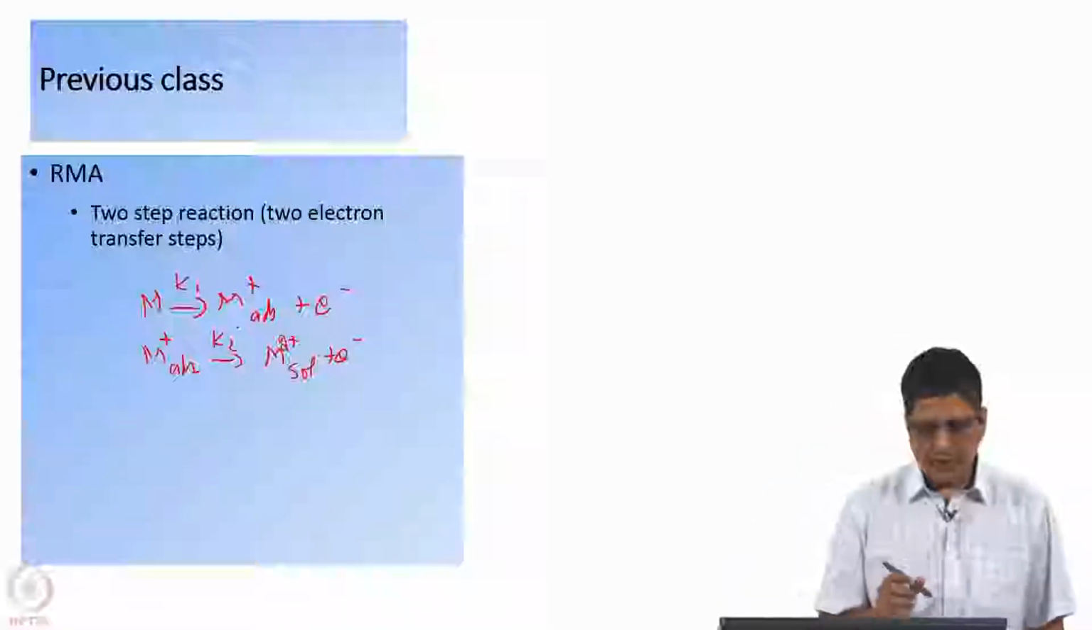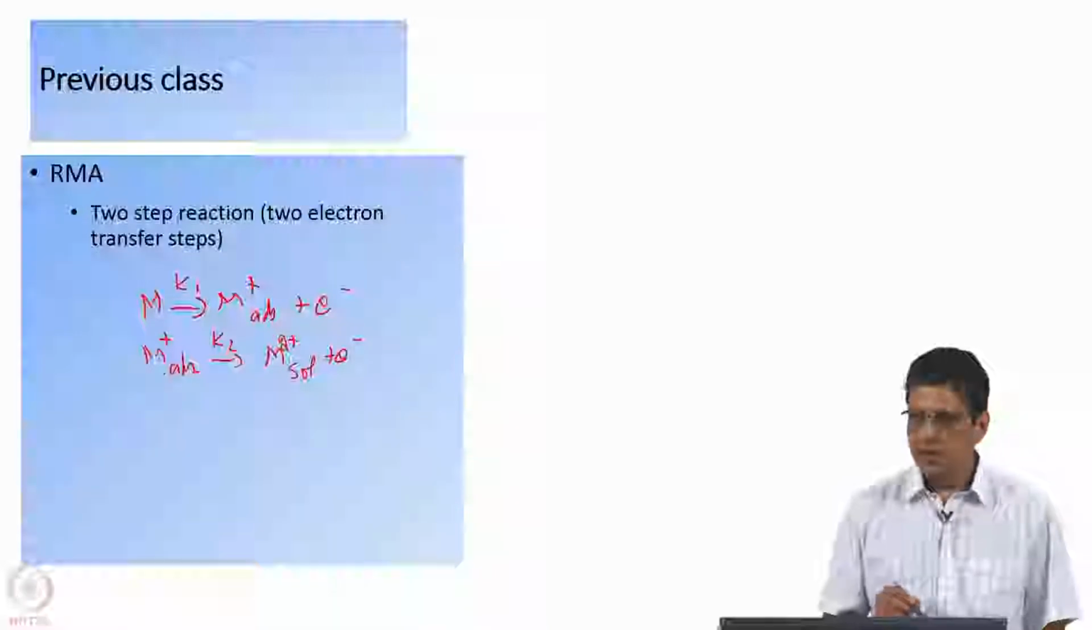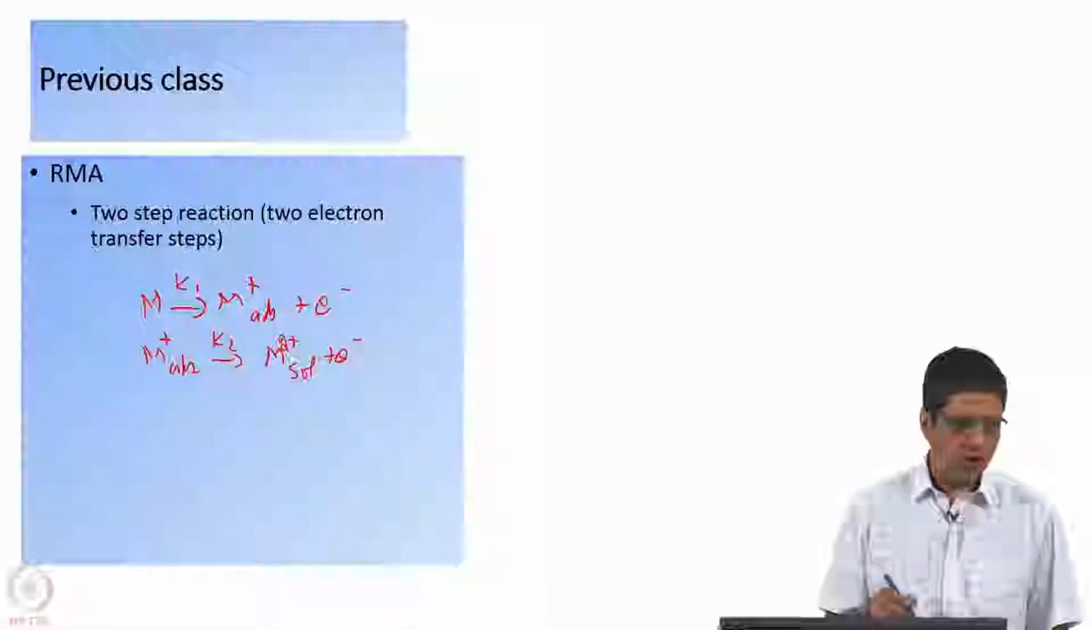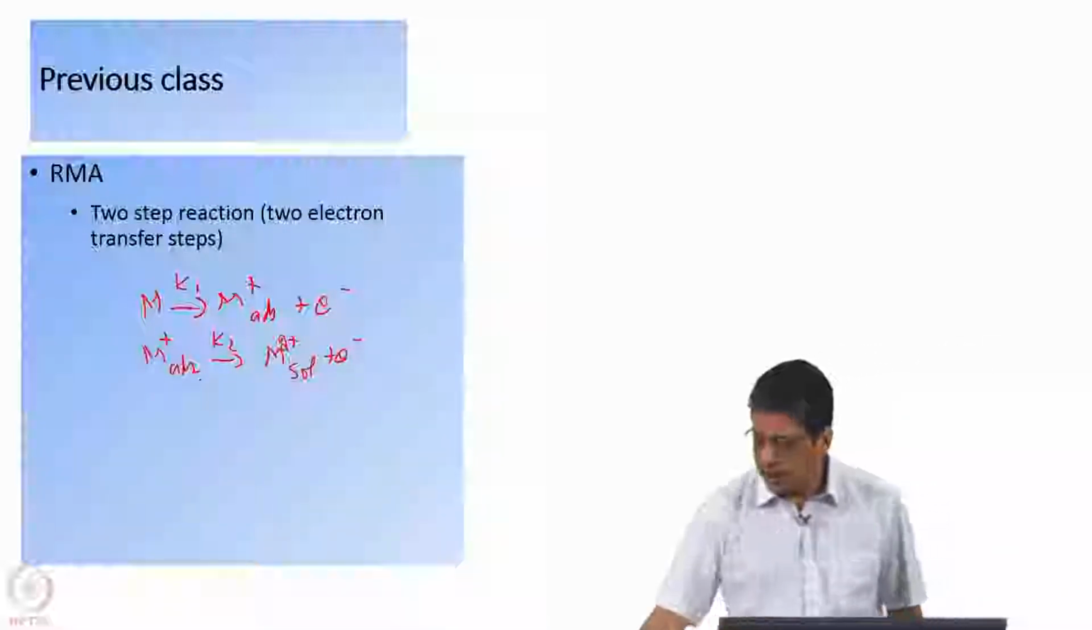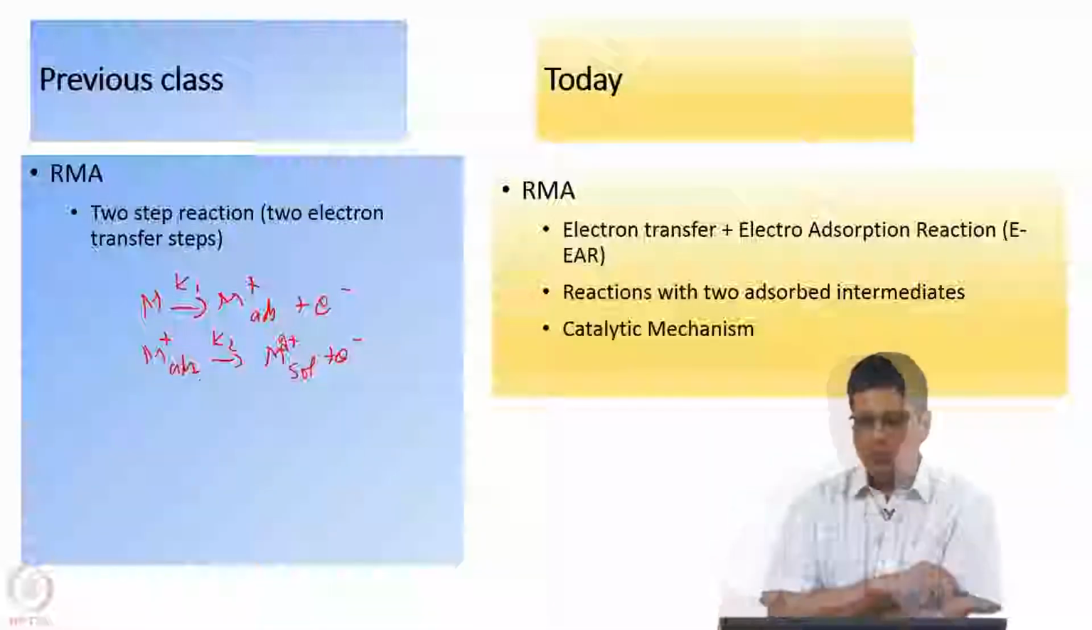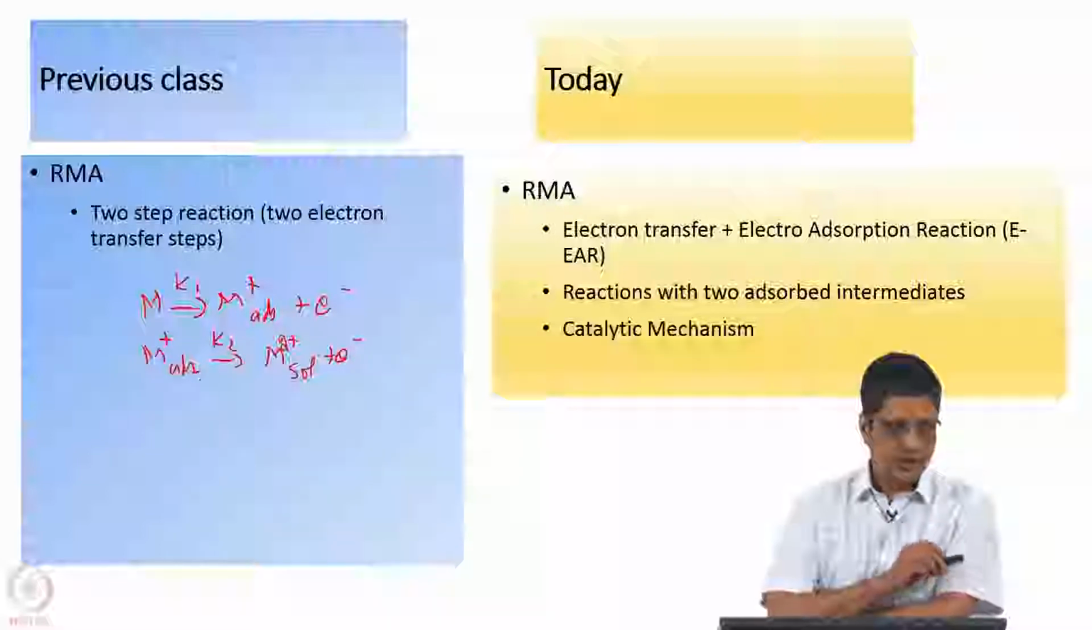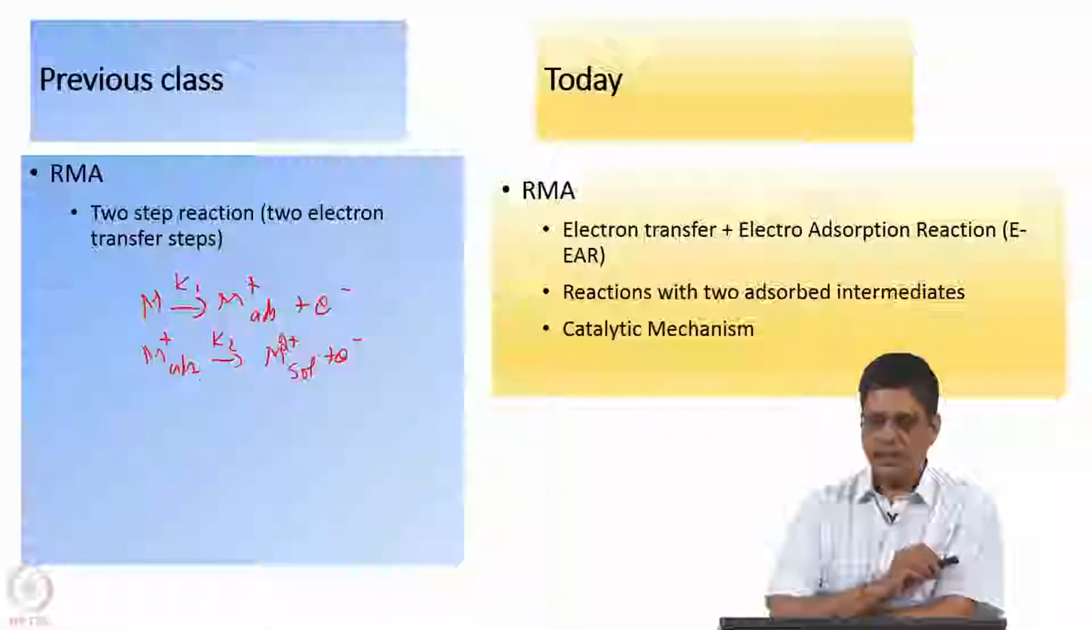In the last class we saw an example where you had two steps in a reaction. The first step is an electrochemical reaction, and the second step is also an electrochemical reaction. Then we started with another example where you have one electron transfer reaction, a simple reaction, and another reaction where there is an adsorption.